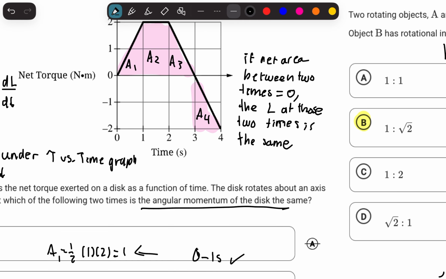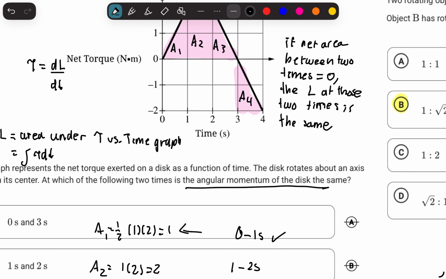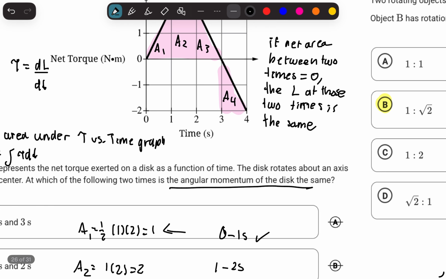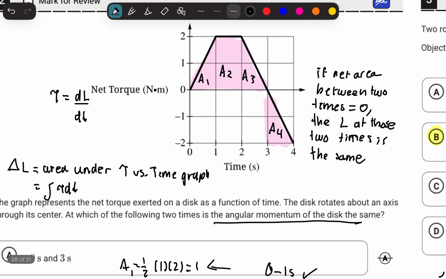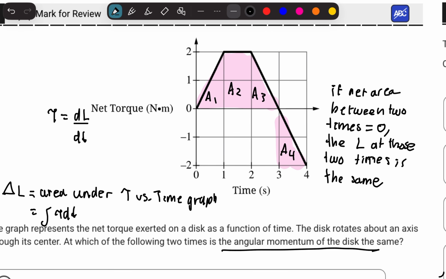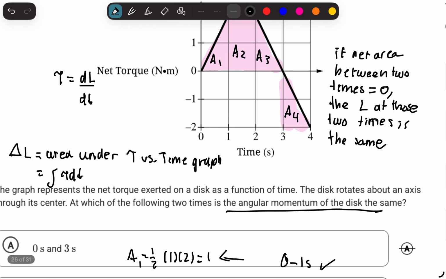So here, in order to calculate angular momentum, you need to know that the net area between two times is equal to 0. That will be when the angular momentum is the same at those two times. So what you're going to do is look at each of these components of the area under the curve. And when we say under the curve, you basically are looking from this line here. You're looking at what the area is from that line to the x-axis, from wherever it's extended to.